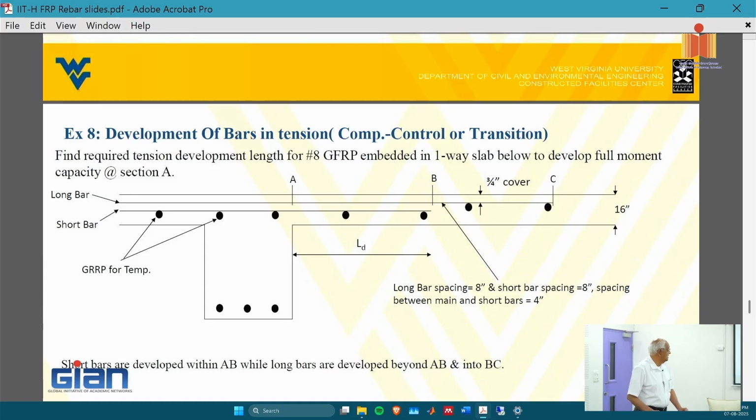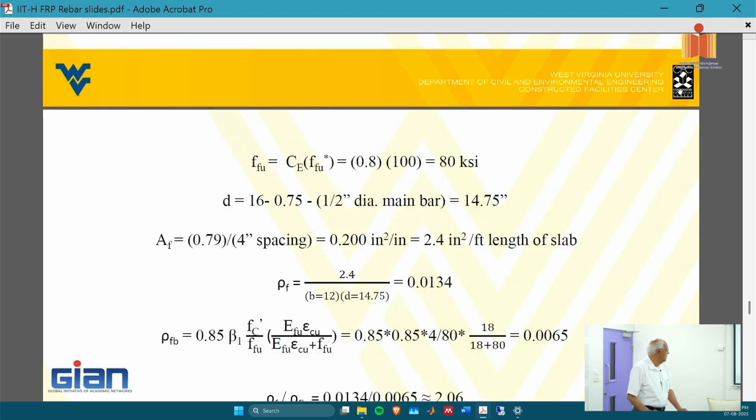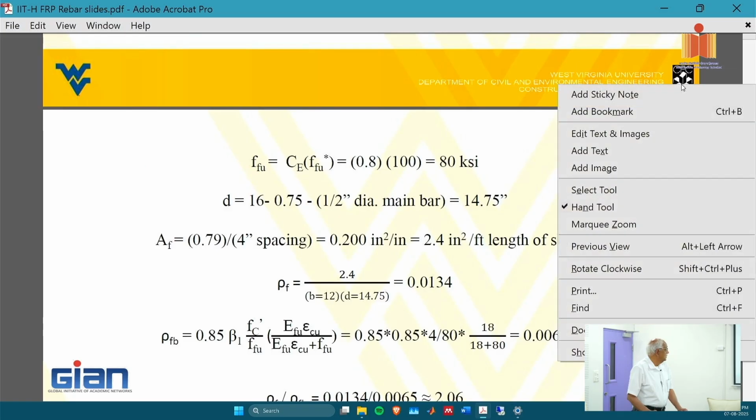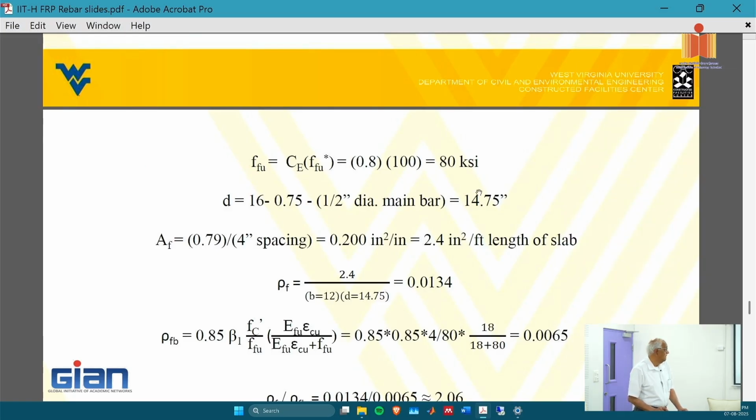The clear cover is 3/4 inch. This is the development length for a number 8 bar embedded in a one-way slab to develop full moment capacity. So you can see the bars, and the values.